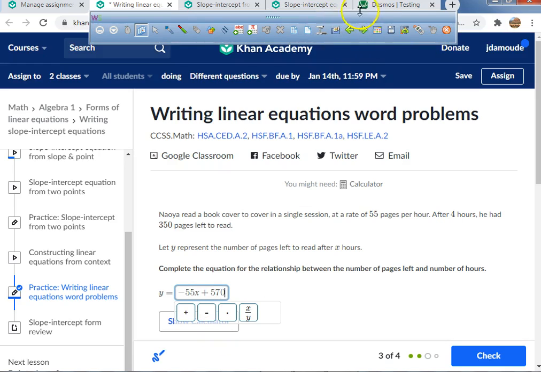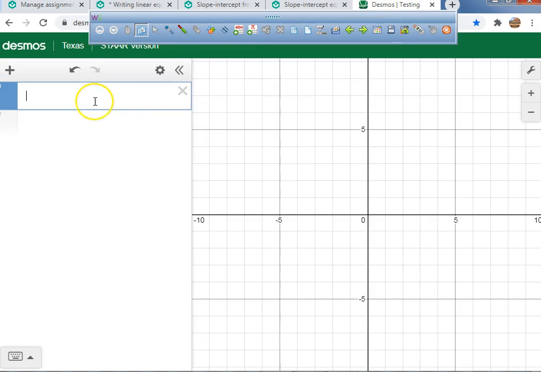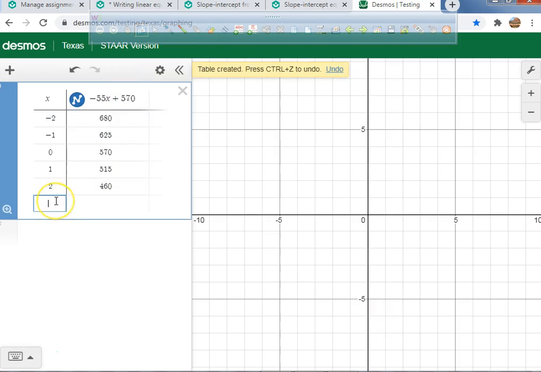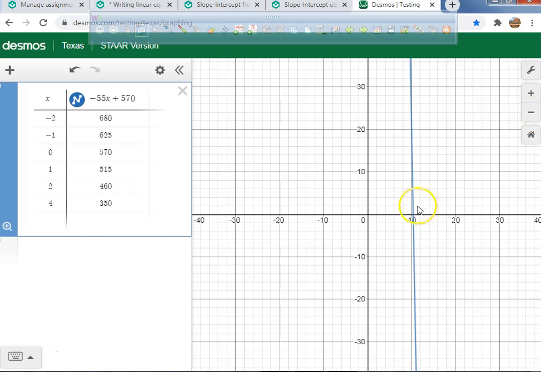Now, here's something you guys can do. In Desmos, I'm going to go ahead and delete everything. All right? If I type in my answer, y equals negative 55x plus 570, and I make a table, and I type in the number 4, look what happens. At 4 hours, how much do I have left? 350. All right? If I wanted to figure out how long it was going to take me to finish the book, it's going to take me just over 10 hours to finish that book if I wanted to read it in one sitting if I started out with 570 pages.